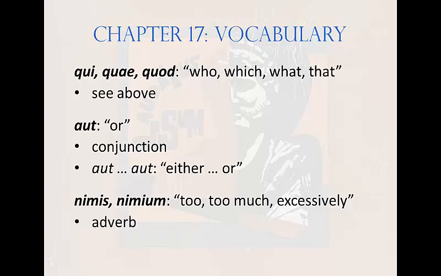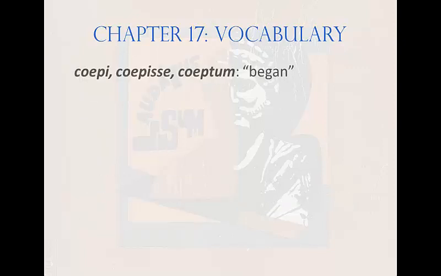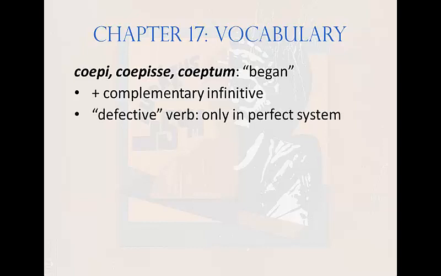It's an adverb. The next word is the verb coepi, coepisse, coeptum, meaning began. Because of its meaning, it takes a complementary infinitive after it. He began to do something. But do you notice anything else unusual about this verb? The principal parts of this verb start with the perfect active, coepi. That means this verb must not have a present base. Therefore, it can't have any of the present tenses, present, imperfect, or future.